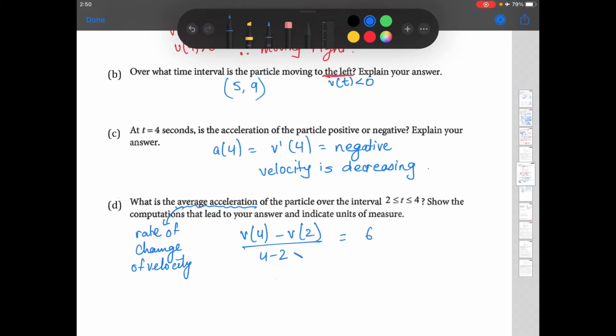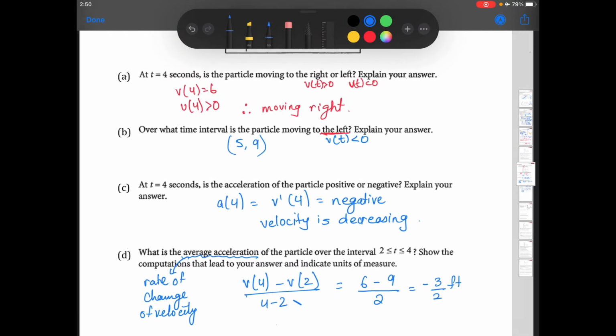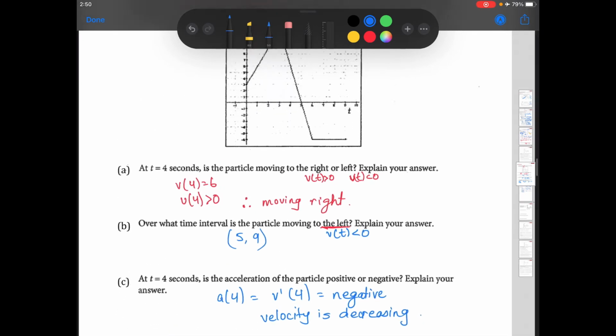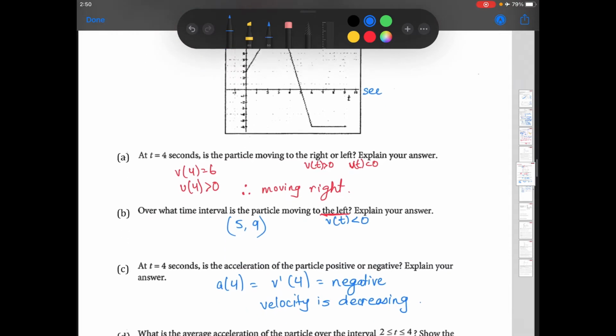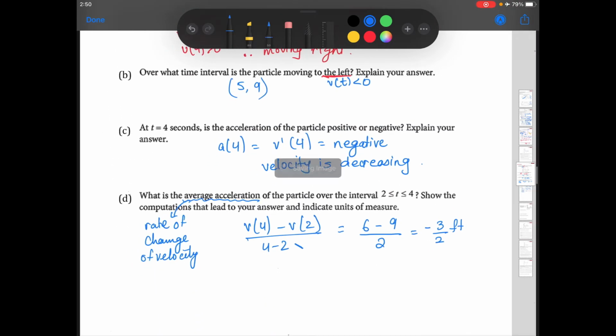What is v of 4? It is 6 minus 9. You can look up on your graph. Over 2 equals negative 3/2 feet. Remember, let's do the units. It is the y-axis units over the x-axis units. My y-axis units, my velocity units are what? Feet per second. My y-axis units are feet per second, and my x-axis units are seconds. So it's feet per second over seconds, which is feet per second squared.